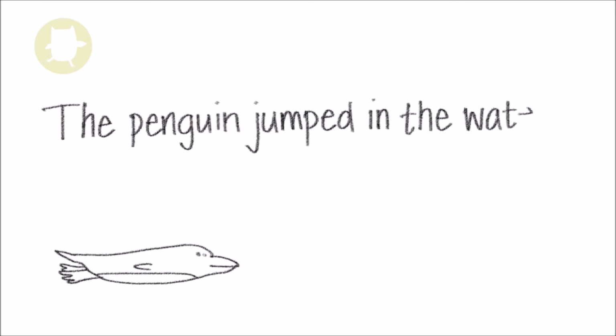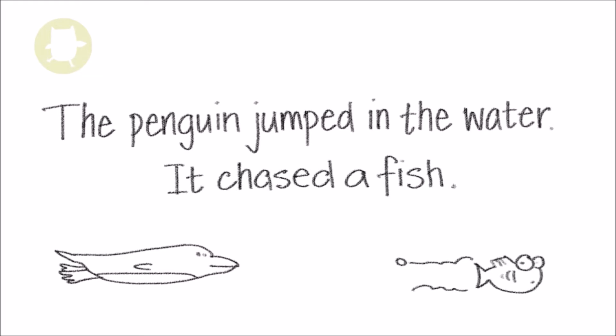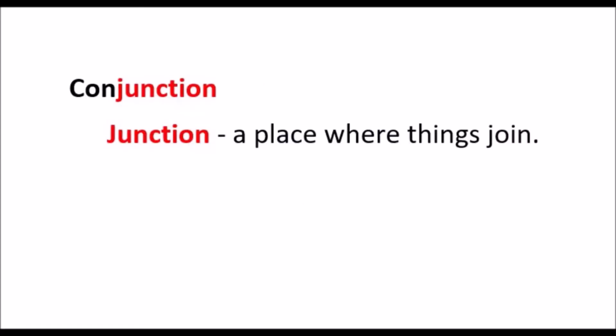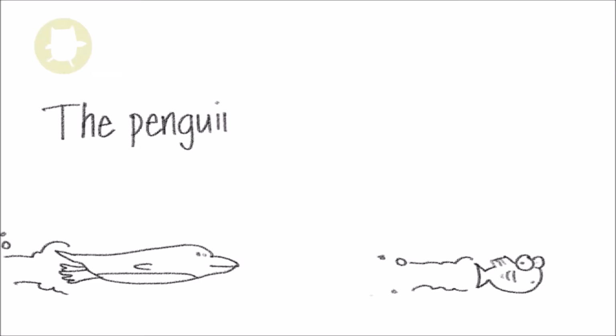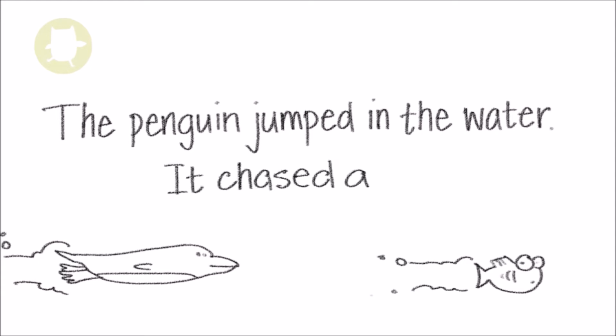The penguin jumped in the water. It chased a fish. Both complete sentences. We can join the sentences with a conjunction such as and, but, and or. We can remember what a conjunction is if we remember the word junction. Junction is a place where things join. Therefore, our sentences are joining. To join our two sentences here, we would say the penguin jumped in the water and it chased a fish.